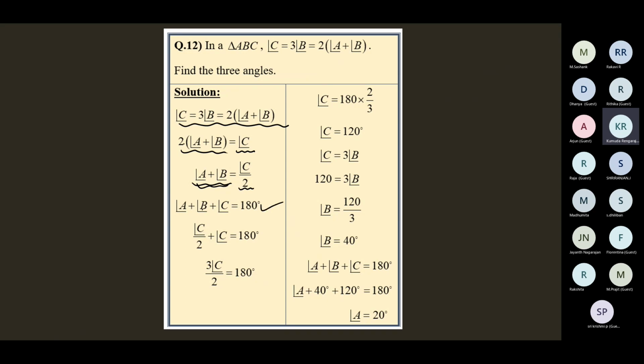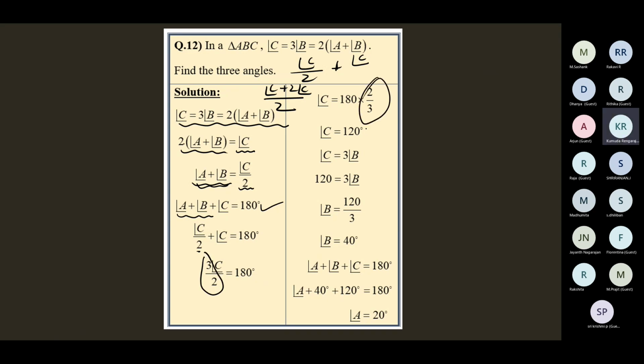In any triangle, the sum of the three angles is 180. Now instead of A plus B, use C by 2. So C by 2 plus C is equal to 180. So take the LCM now. So you know how to find the LCM for angle C by 2 and angle C. So 2 is the common denominator. So you will get angle C plus 2C, twice angle C. So thrice angle C by 2 is equal to 180. So angle C is equal to, this 3 by 2 will go to the other side as 2 by 3.